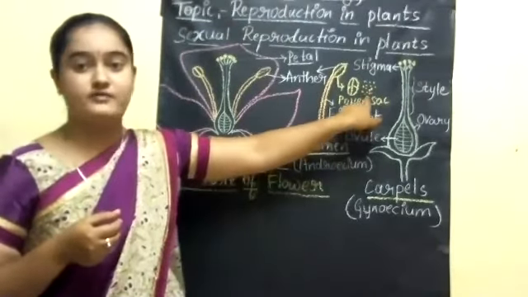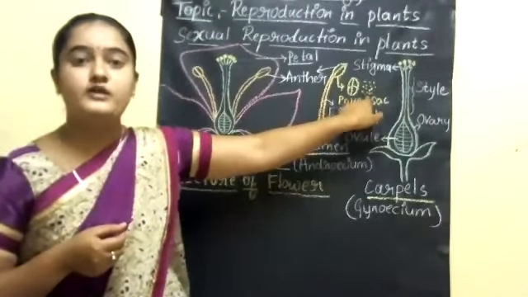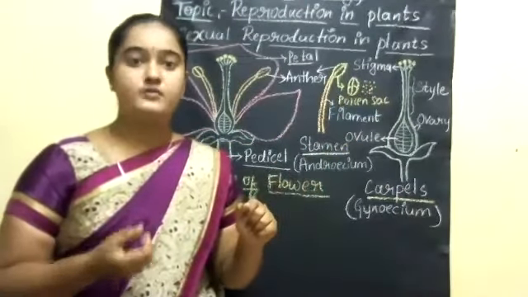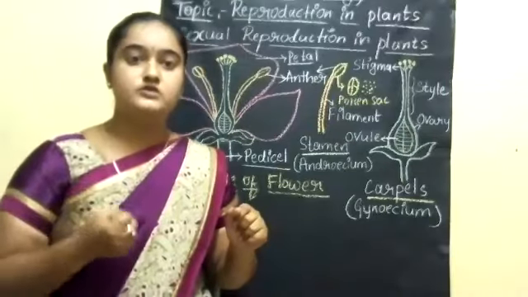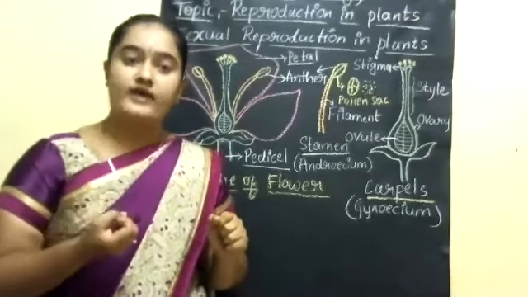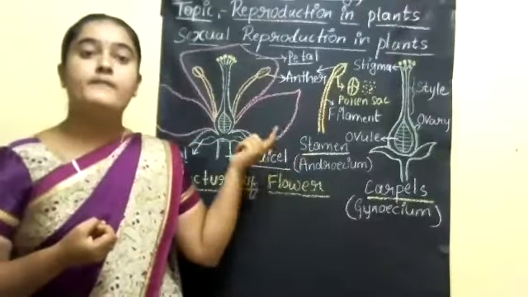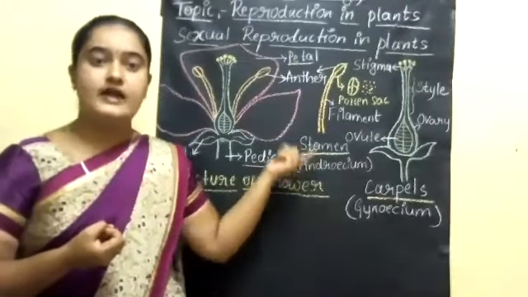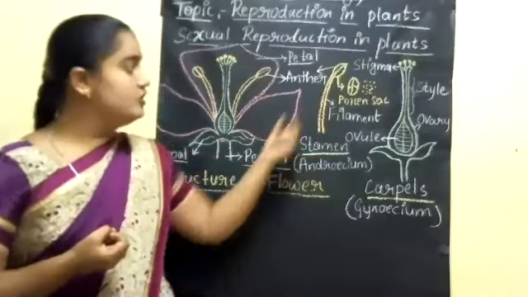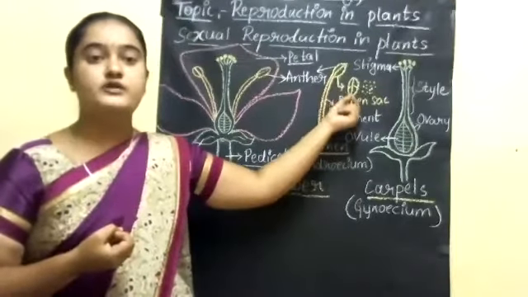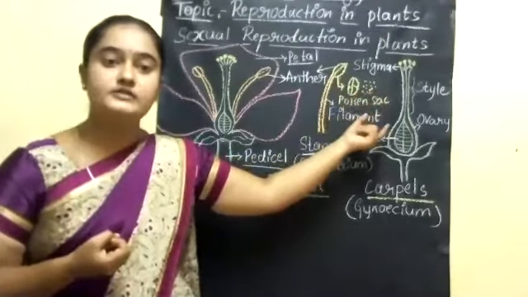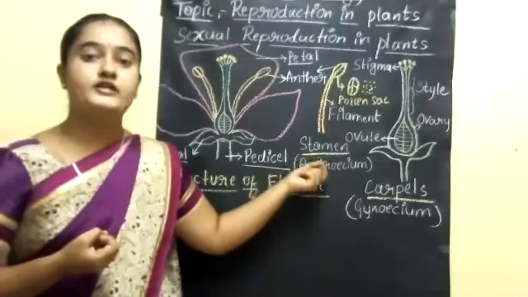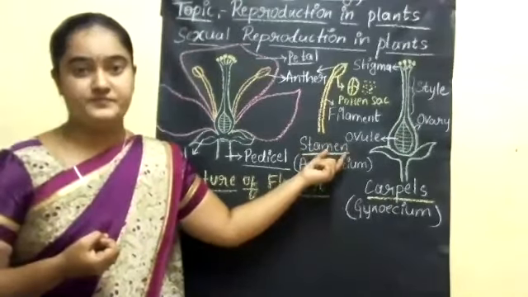I have drawn the diagram of pollen grains here. These pollen grains consist of male gametes or male reproductive cells. That is why the androecium is called the male reproductive part of the flower. Since the androecium consists of pollen grains and the pollen grains consist of male gametes, the androecium is called the male reproductive part of the flower.